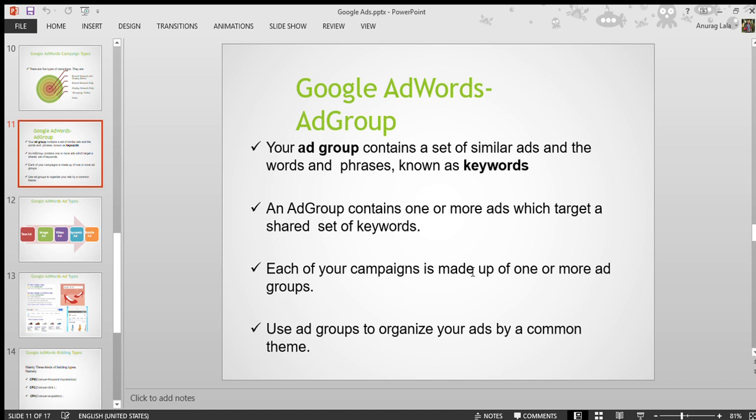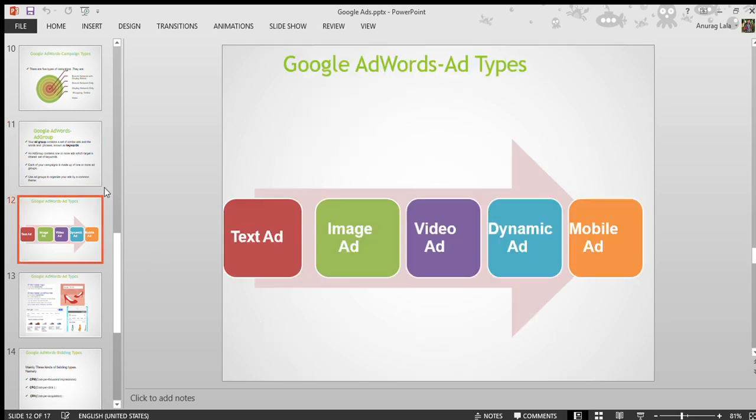Each of the campaigns is made up of one or more ad groups, and you use ad groups to organize your ads by common theme. Now the next thing is Google AdWords ad types. It can be a text ad, an image ad, a video ad, a dynamic ad, or a mobile ad as well.